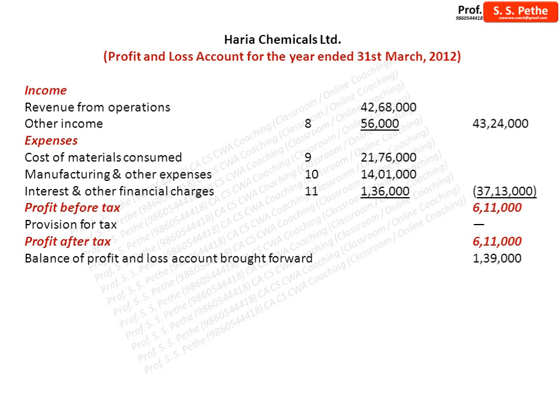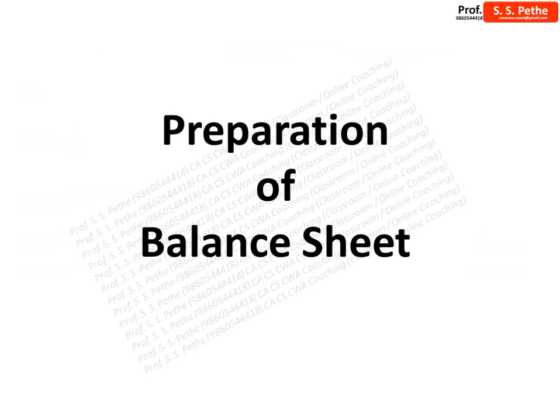Balance of profit and loss account brought forward. This is last year's balance in profit and loss, so we will add it to the profit after tax. Balance carried to balance sheet 7,50,000 will go to the balance sheet under reserves.